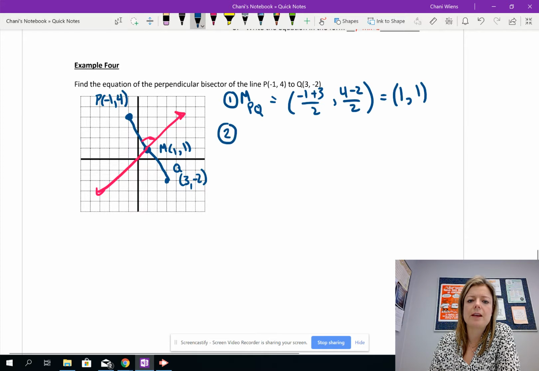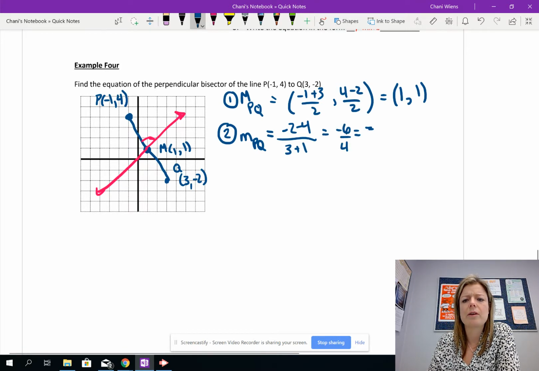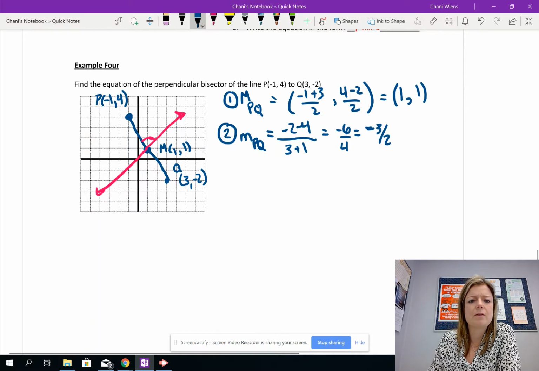And because we only know one point on the pink line, we can't find the slope in the traditional way. So our little m, our slope of PQ, is -2 minus 4 over 3 plus 1, which is -6 over 4, or -3 over 2. So that should make sense to you: down 3 and over 2, down 3 and over 2. You can visually check that that slope makes sense.